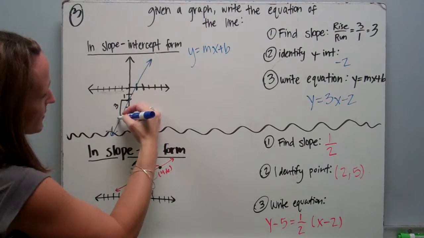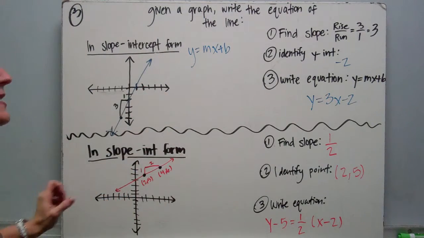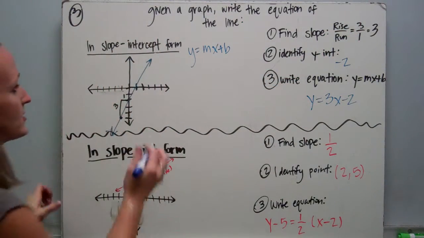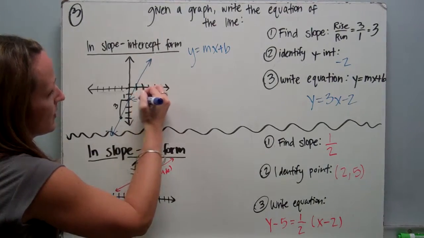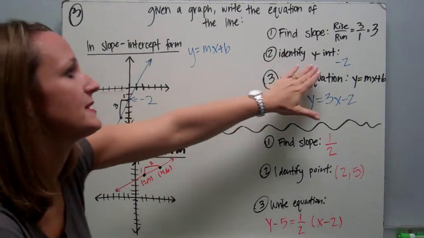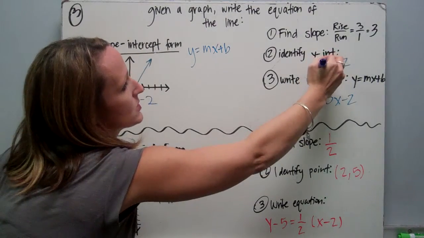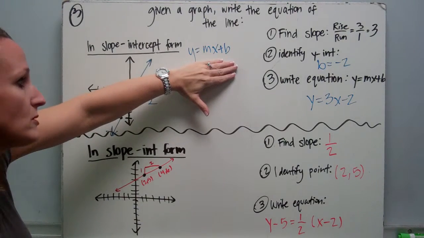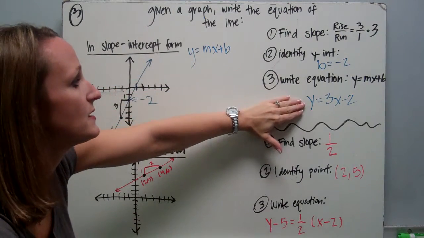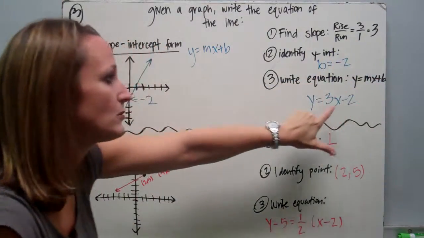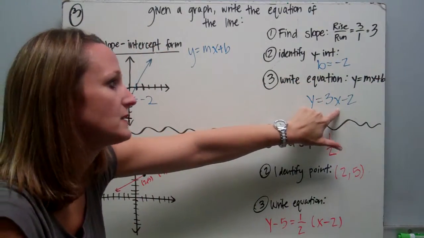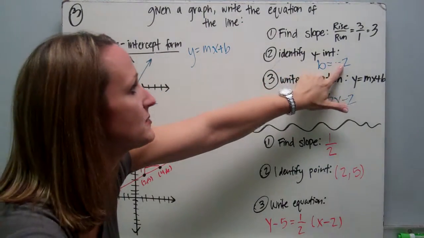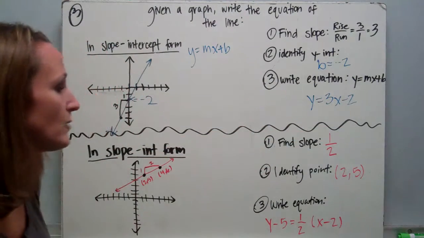From this point to this point, it went up 3, over 1. So that means that our slope is 3 over 1, or just 3. We've already said that our y-intercept is right here at -2. So that means that our b is equal to -2. If we want to put it into the form of y equals mx plus b, we're going to write it like this: y equals 3, plugging that in where the m goes, x minus 2. Even though this is a plus b, our y-intercept is -2, so we put -2 right here.